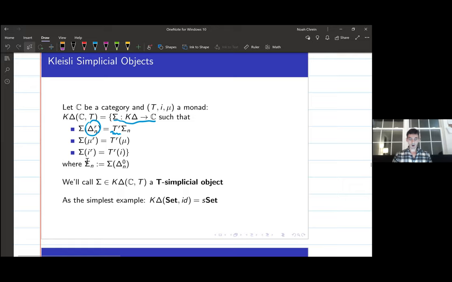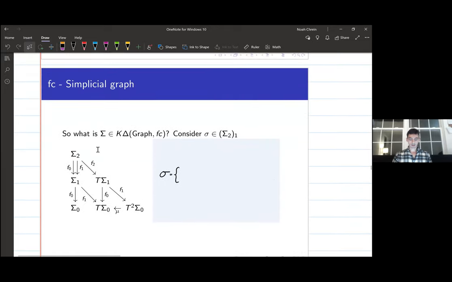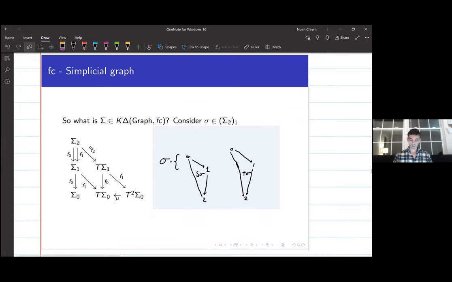All right, so let's see what happens for a graph. Let's see what happens when our category is the category of graphs and our monad is the free category monad. So I'm going to start off with a simplex, an edge in this graph. So sigma 2 is a graph, and so I'm talking about an edge in sigma 2. Since it's an edge, I can take its source and target. So this is in the set of vertices of sigma 2, and that should look like an ordinary simplex.